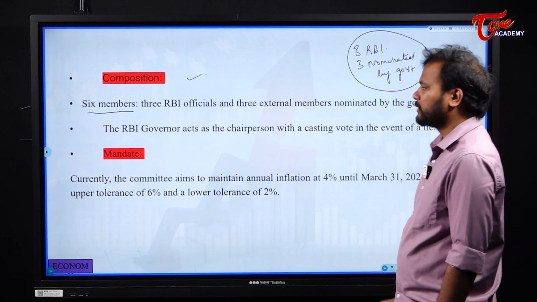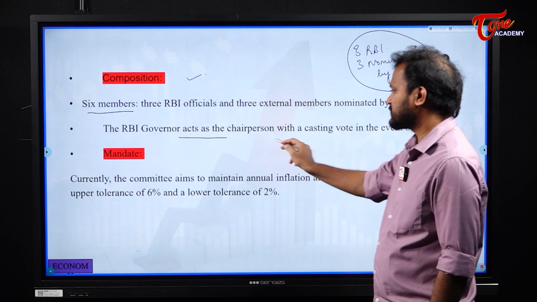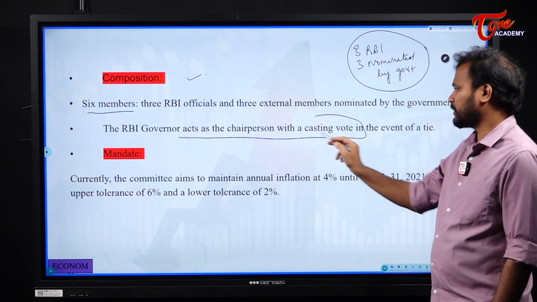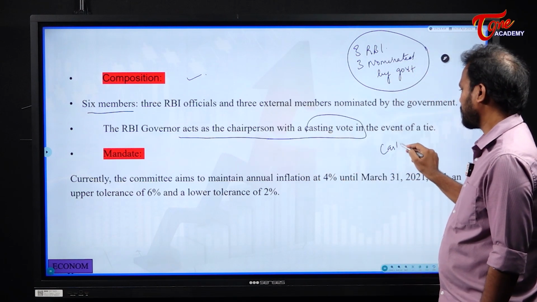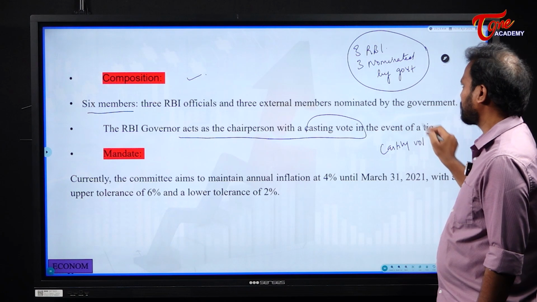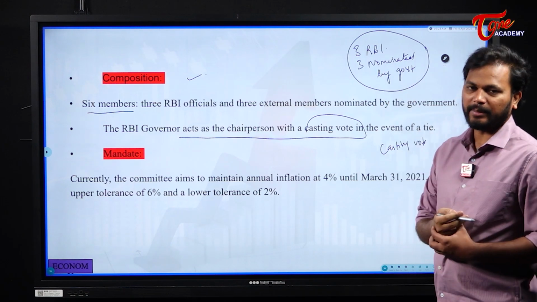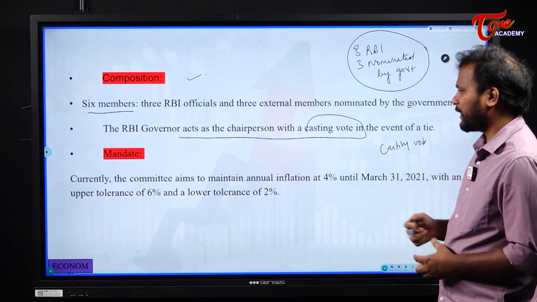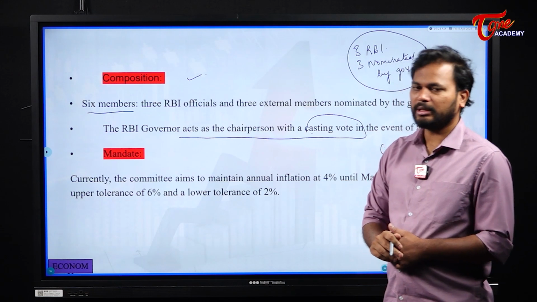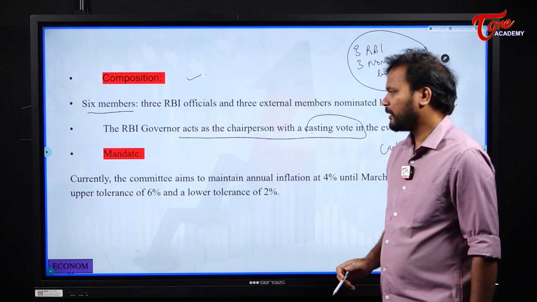Clear? And the RBI governor acts as the chairperson with a casting vote. Casting vote, because there are 3 plus 3 members and there can be a tie, and in the case of the tie, the casting vote is given by the RBI governor. Clear? Now the mandate.